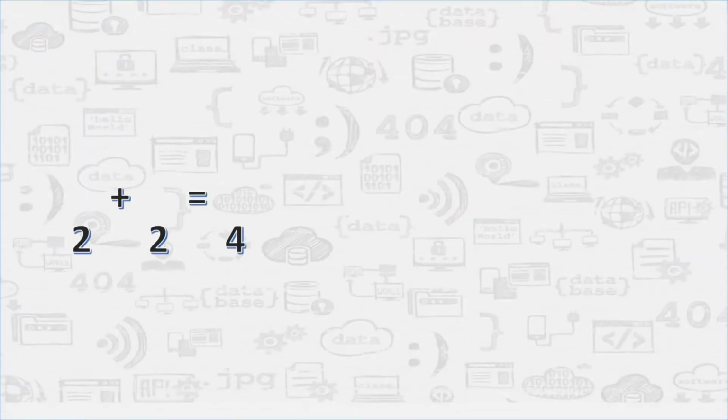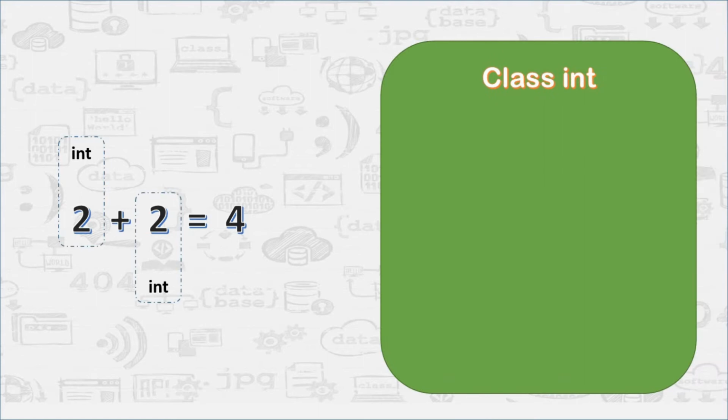Let's take a simple example. 2 plus 2 is equals to 4. How is this program knowing that it has to add two numbers and show the arithmetic addition result? This is because both the 2's are from the class int, and inside int there is a definition that if both the objects use the plus operator, then do the arithmetic operation and show the result.